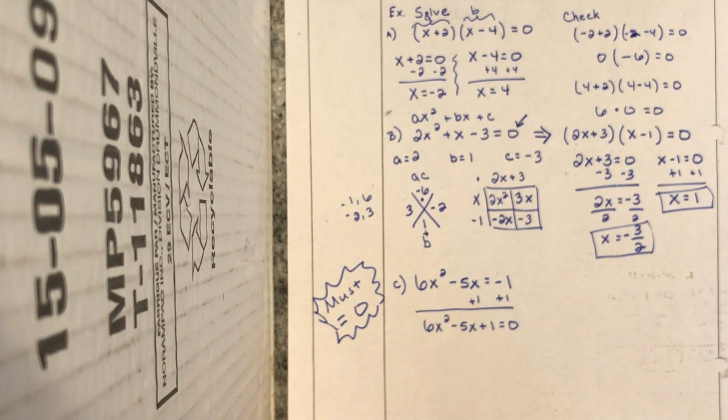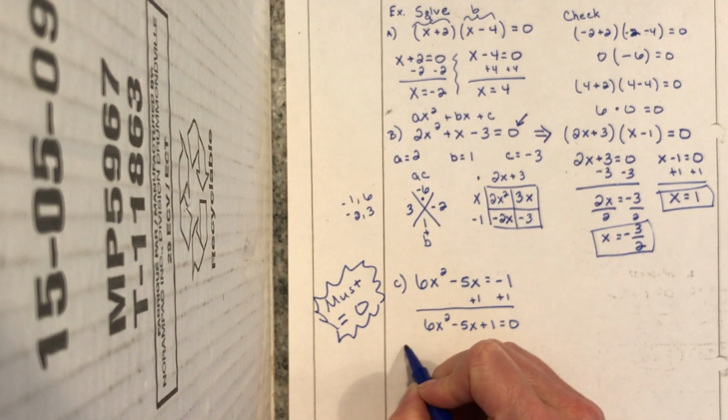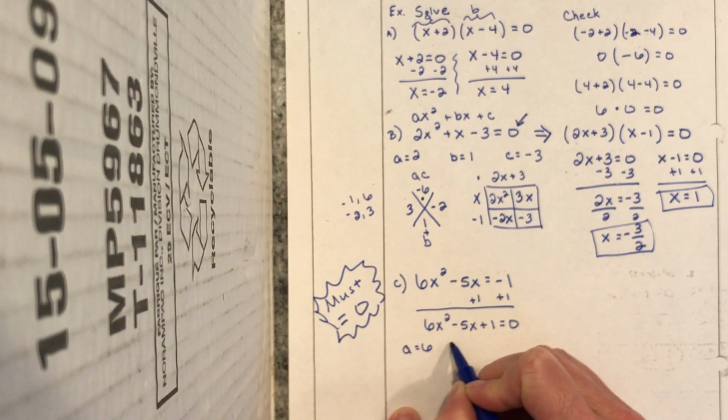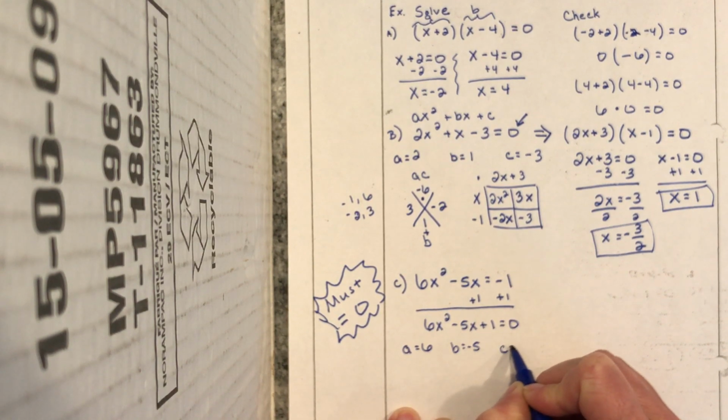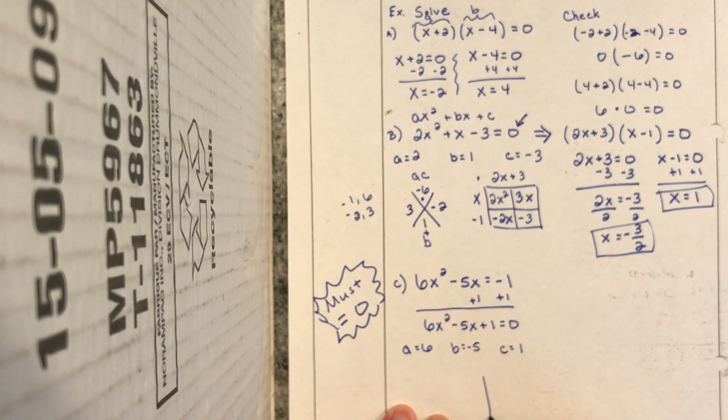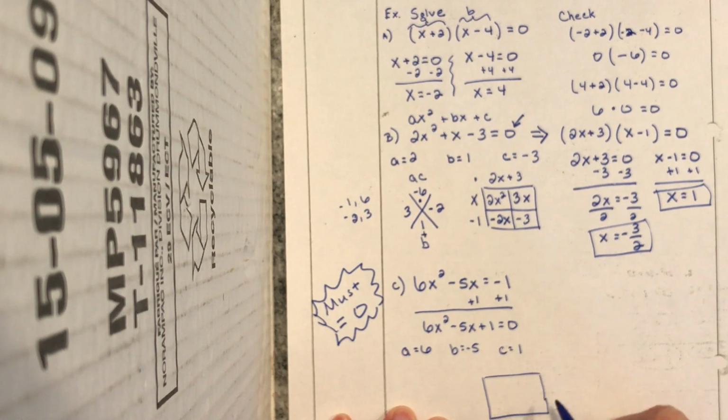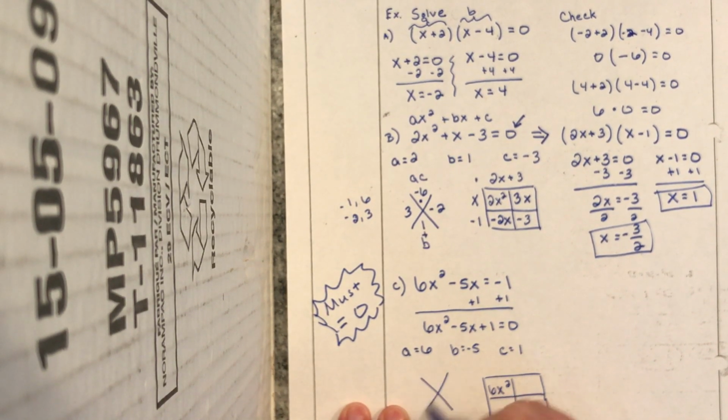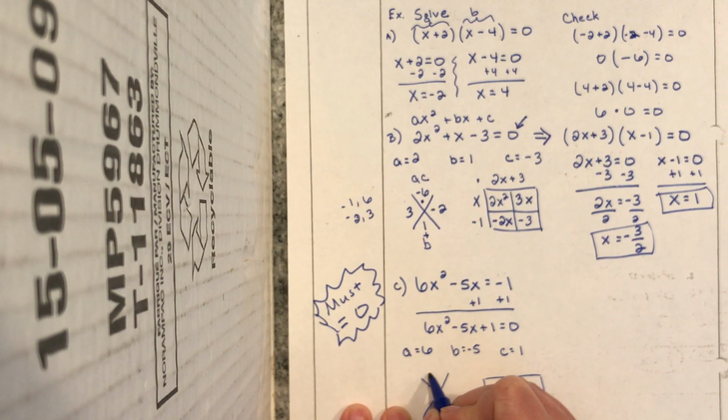So now would be a great time for you to pause the video, factor it, and see if you can at least get yourself to factored form. So our A is 6, our B is -5, C is 1. Set up the box. 6x squared, 1. I'm looking for two numbers that multiply to 6, but add to -5. Well, at least I'm multiplying to 6 again.